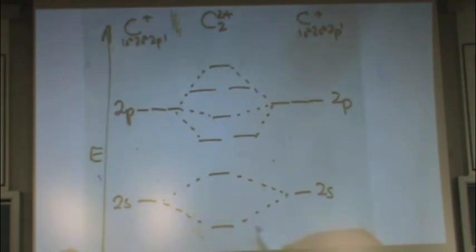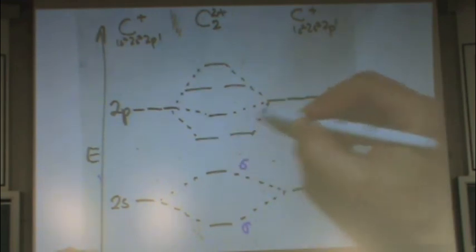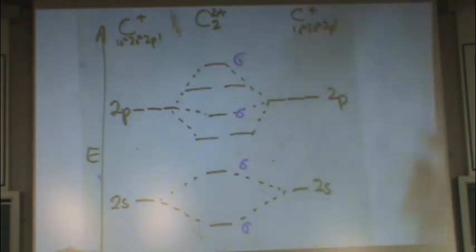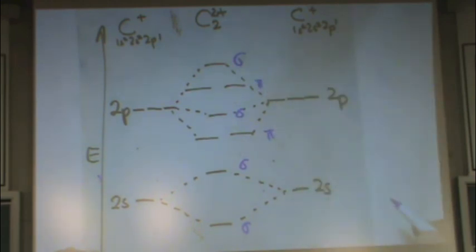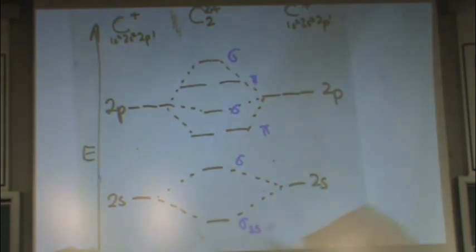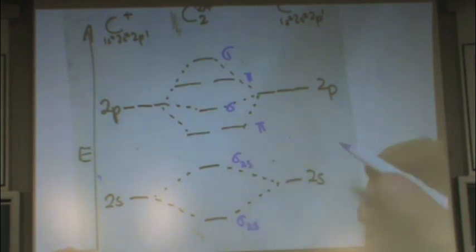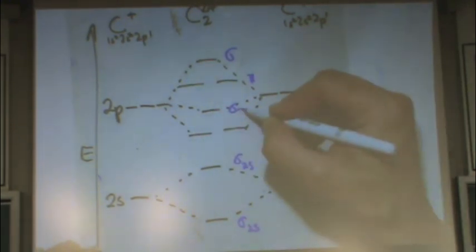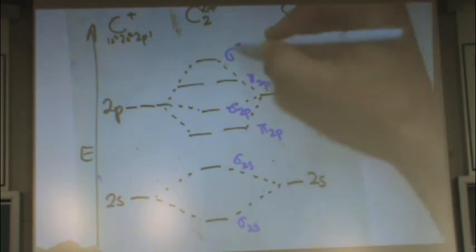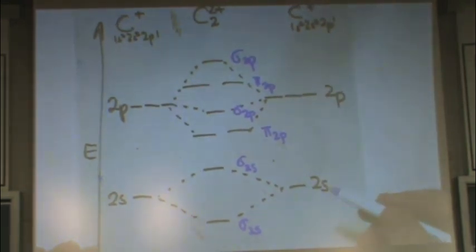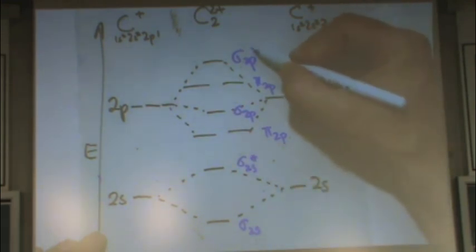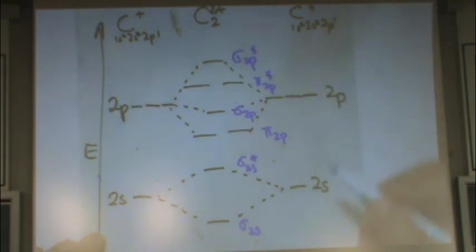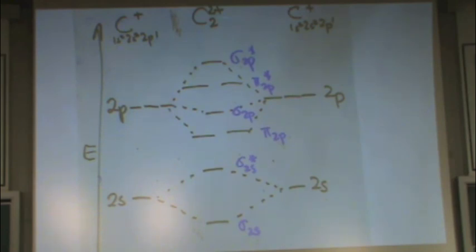Okay. Now let's name these. Anything with a single line is called a sigma. So these are all going to be sigmas. Sigma, sigma. Easy. With a double line, it's a pi. The subscript is where it came from. So the bottoms are 2 s's. They come from 2 s's. The tops are 2 p's. They come from 2 p's. And then anything above, the higher one, is always with an asterisk, meaning antibonding. It's an antibonding part of the bond. The ones on the bottom, the low energy ones, are bonding.